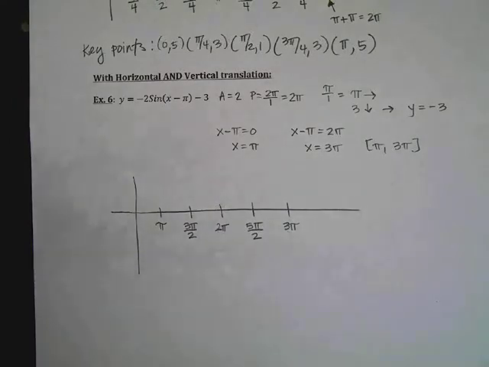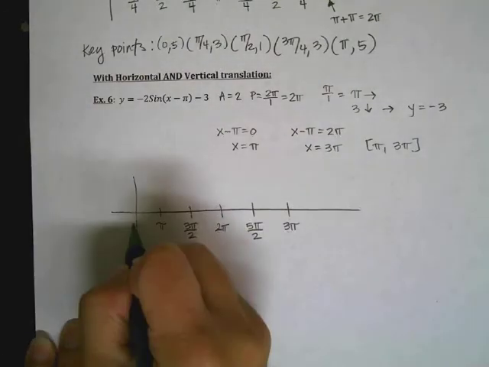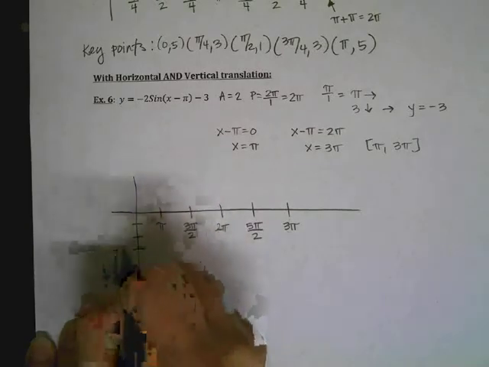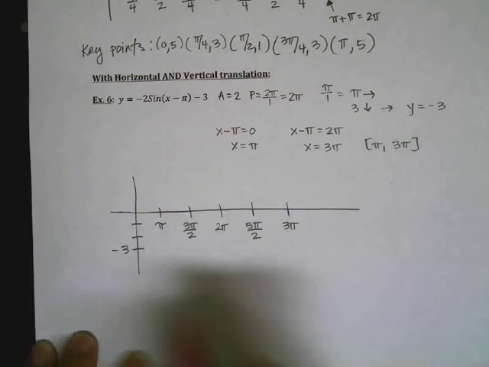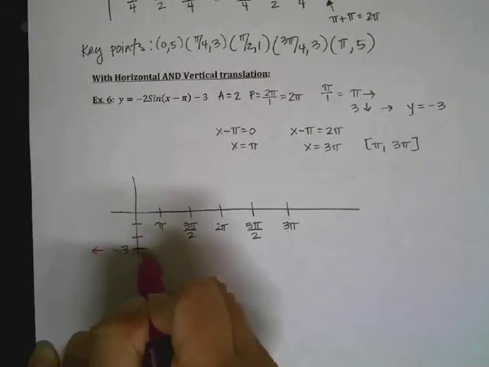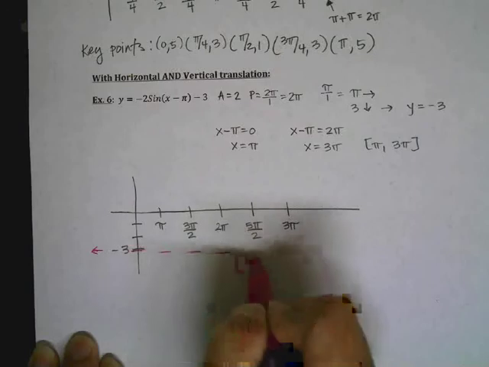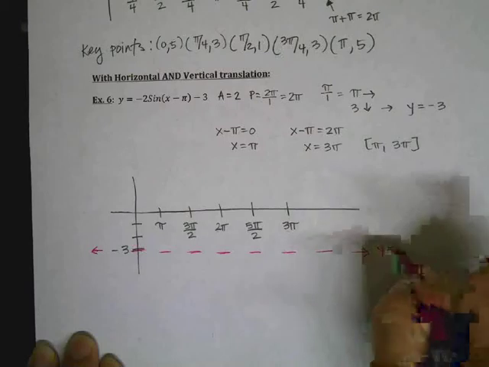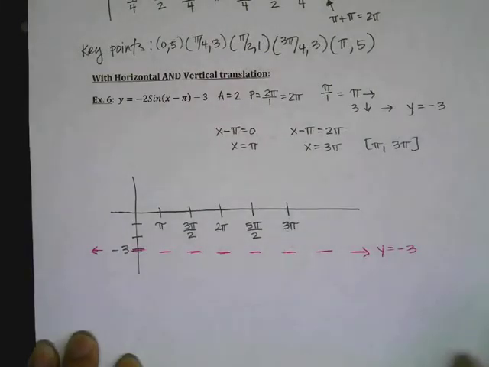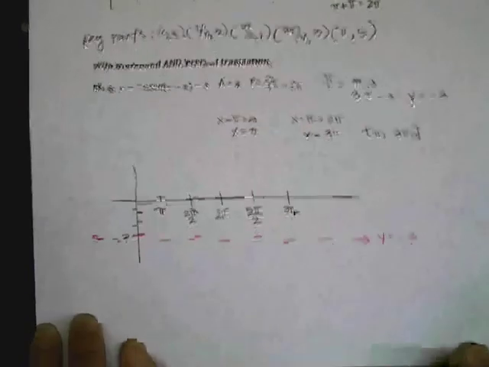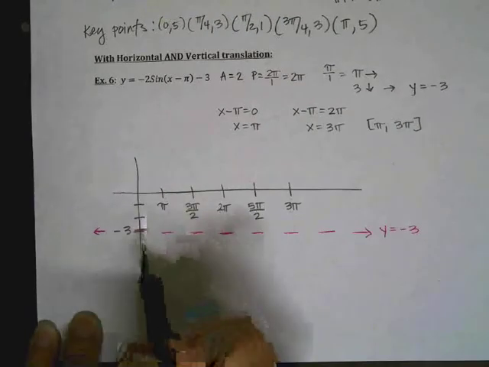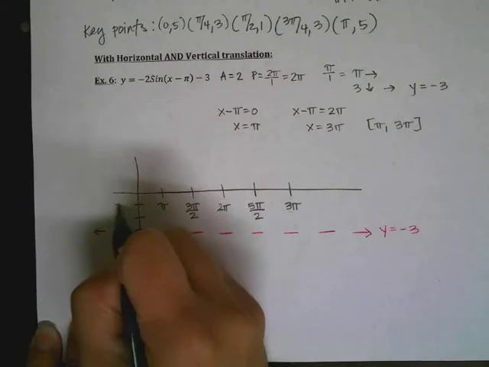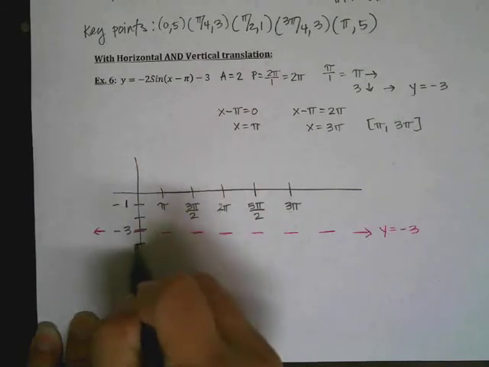Next is we're going to label our y values. So we're going to look at our midline is at negative 3. So we're going to draw that first. We'll just label it. And we're going to take our A value to see how many points above and below that midline we should go. So A is 2, so that means our highest point would be at negative 1, and the lowest point would be at negative 5.